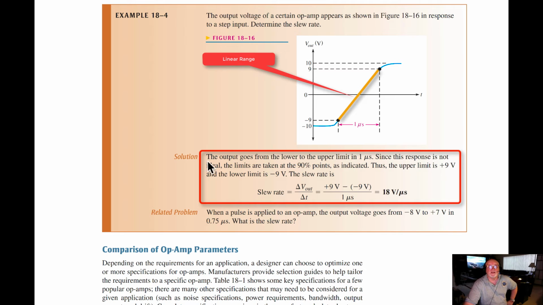Since the response is not ideal, the limits are taken at the 90% points as indicated. Thus, the upper limit is 9 volts, the lower limit is minus 9 volts. Calculating the slew rate then, the difference of 9 and minus 9 summed gives you 1 volt per microsecond.